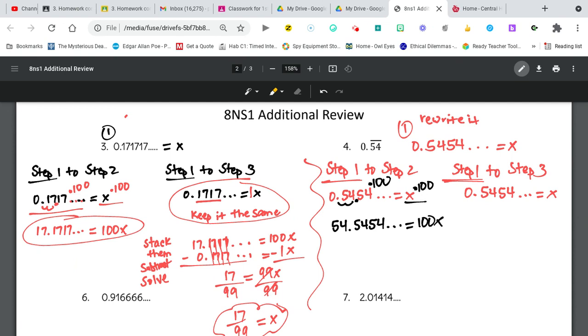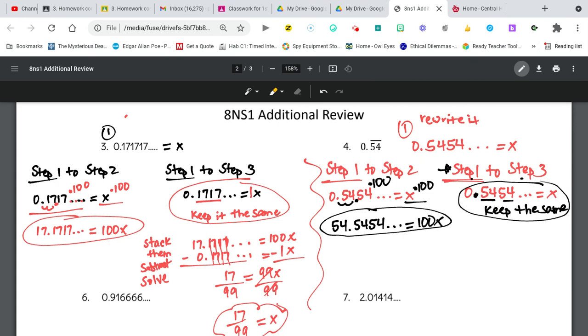Okay, now I'll move on to step over here. Let's move over here, guys. Now in this part, to get from step 1 to step 3, I need to get only the repeating digits behind the decimal. Well, I see 5 and 4, 5 and 4. I see nothing else but 5 and 4 already behind the decimal, so I keep this. So I'm going to use this equation to stack with this equation.